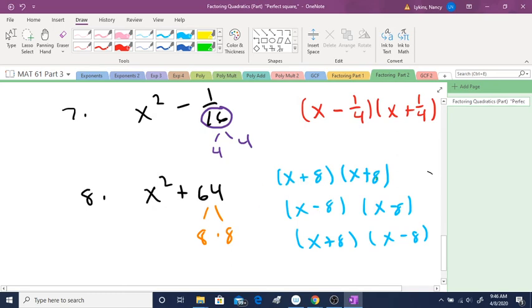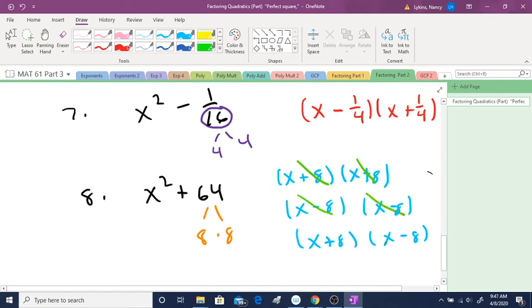Okay, if you have an 8 and 8, that does give you 64. But think about this, you have 8x plus 8x. You would have a 16x if you FOIL this out. This would not work. Same thing with this one. A -8 and a -8 gives you a positive 64. But then when you would FOIL this out, you'd have a -8x and a -8x, which would give you a -16x. You don't see that on this problem. So I would rule this out.